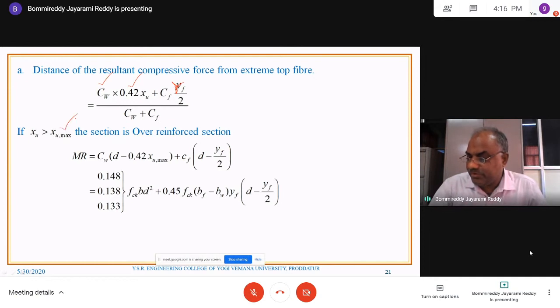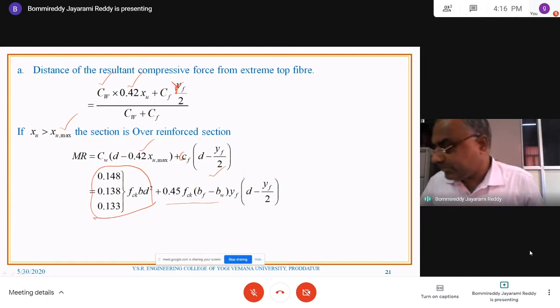And if the section is over reinforced, then the first term is the balanced moment carrying capacity. You know that it is the balanced moment of resistance. What is the second value? The second value is the compressive force in the flange. What is the compressive force in the flange? 0.45 FCK (BF minus BW) into YF. And what is the lever arm? D minus YF by 2.